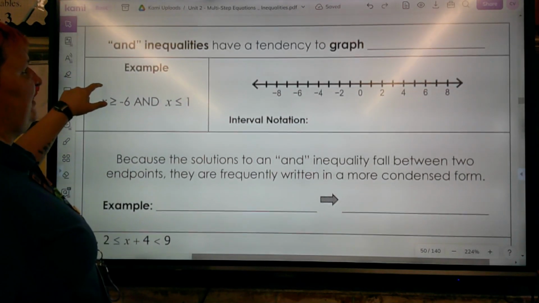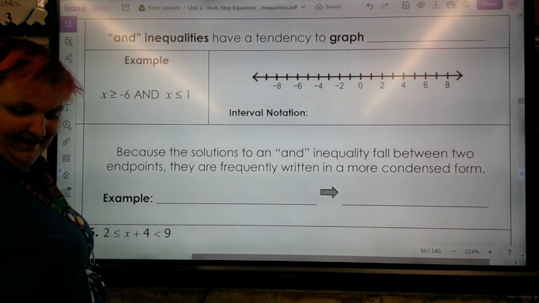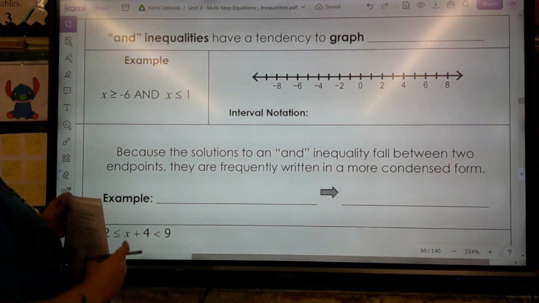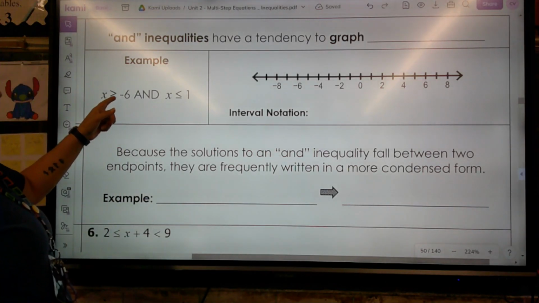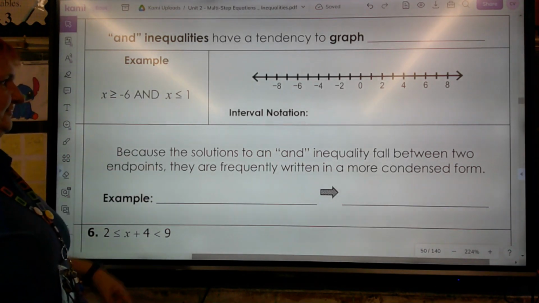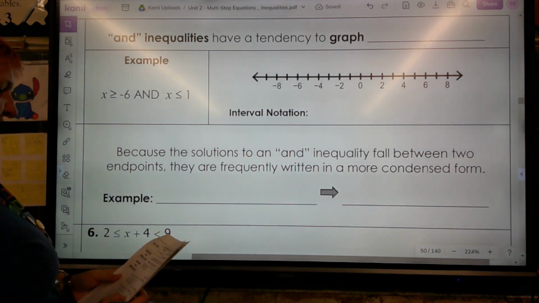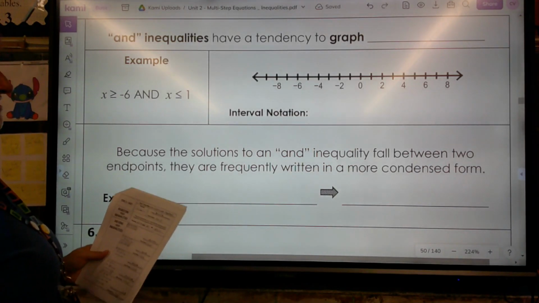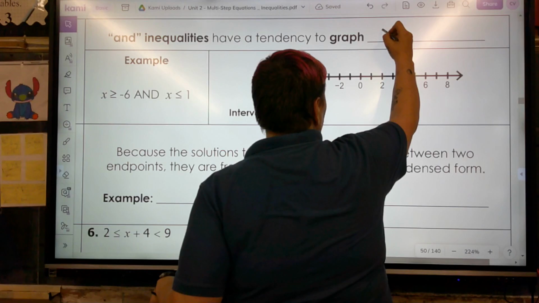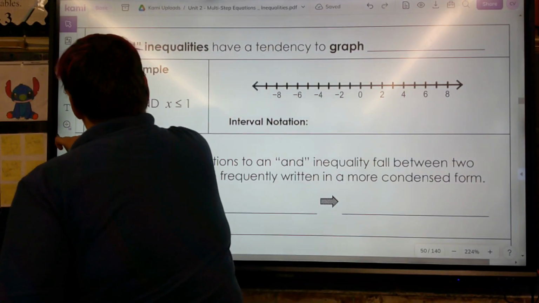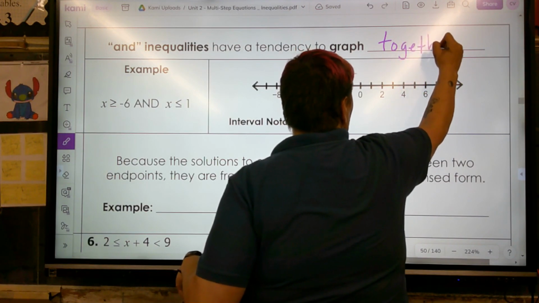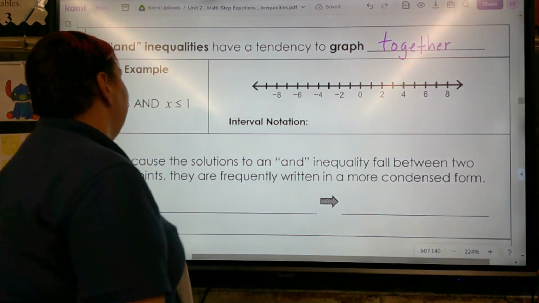Compound inequalities. Now we need to look at "and" compound inequalities, right? For example, x is greater than or equal to negative 6 and x is less than or equal to 1, right? And inequalities have a tendency to graph together. They tend to connect to make one graph, one line. I'll show you what I mean.